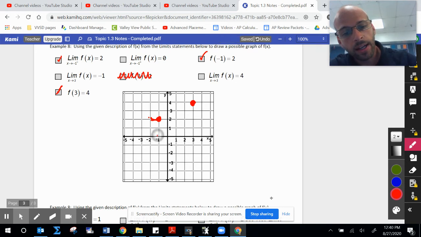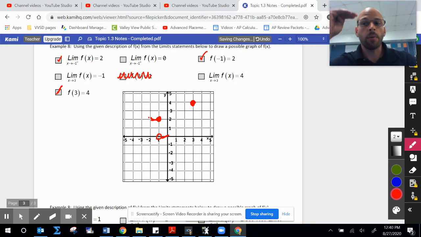So at -1, I have to be at a y value of 0, and I'm going to put a little tail on that. So you can see the left side is going to go to the output of 2 at the top here, and then the other side is going to go to 0. So that's how I do those 2 limit statements.